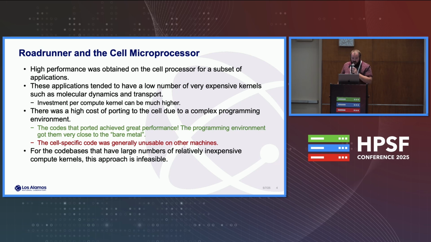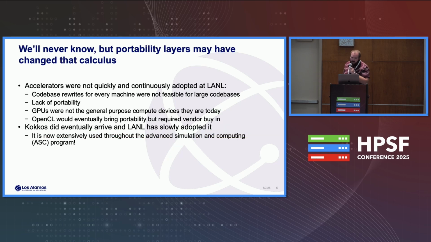We are at a performance portability conference here, so that seems to jive. And for code bases, like the multi-physics codes I'll talk about later, that have large numbers of relatively inexpensive compute kernels, this kind of approach where you rewrite the entire code for every machine is just pretty infeasible. We won't actually ever know, but I surmise that portability layers may have changed that calculus. Because of the experience LANL had, accelerators were not really all that quickly or continuously adopted at LANL for a long time, still really to this day.